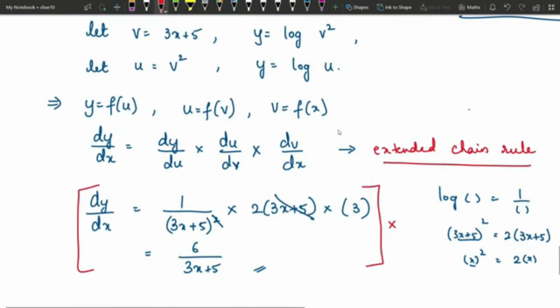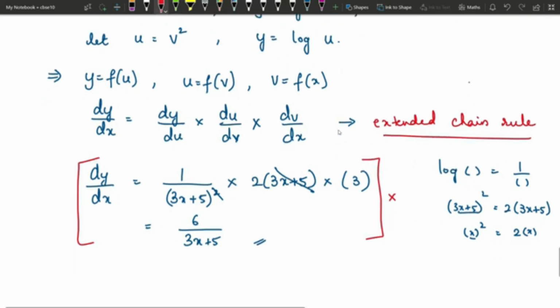So this covers the basics of differentiation. You have learned what differentiation is, what the meaning of it is, where it is applicable, basic rules of differentiation, chain rule of differentiation, and extended chain rule, meaning multiple levels of substitution you have done. So all this type of questions is covered now.